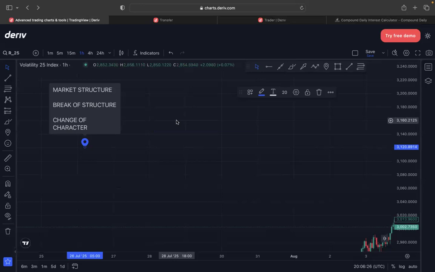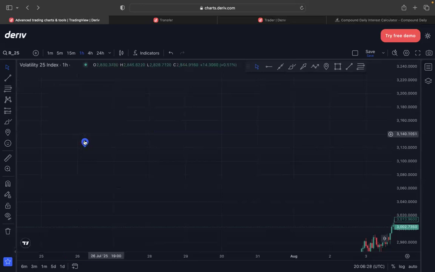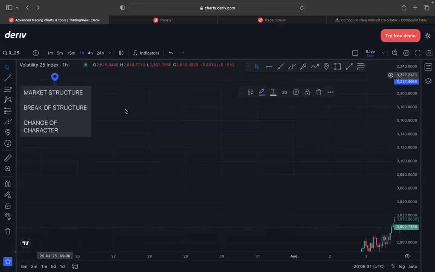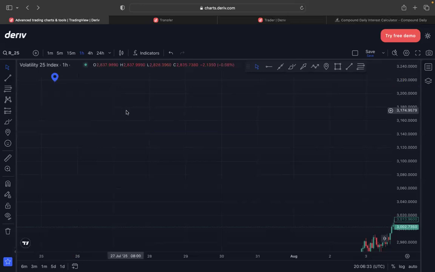All right, so what is market structure? Market structure is simply the movement of the market, whether you're trading forex, crypto, indices, and all that. Market structure works for everything. It is simply the movement of the market. So how does the market move? The market moves in three ways.